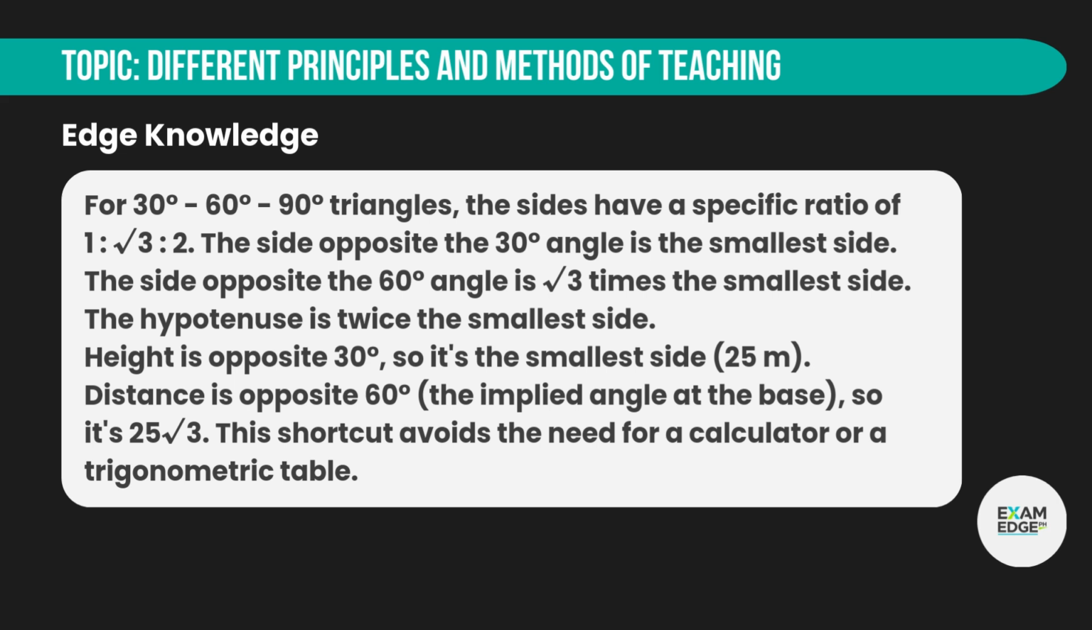Edge knowledge. For 30-60-90 degree triangles, the sides have a specific ratio of 1 to square root of 3 to 2. The side opposite the 30 degree angle is the smallest side.